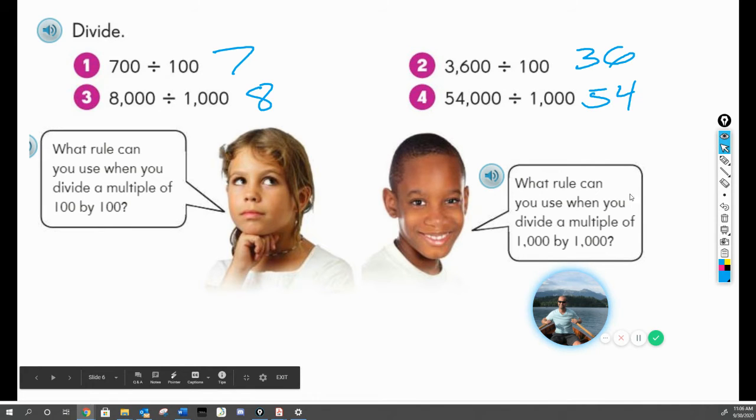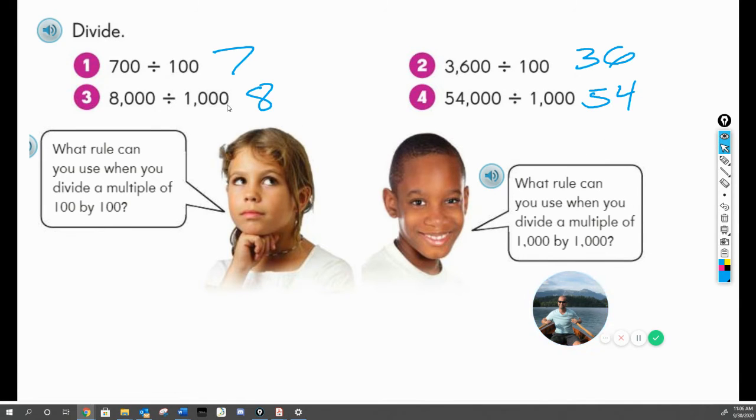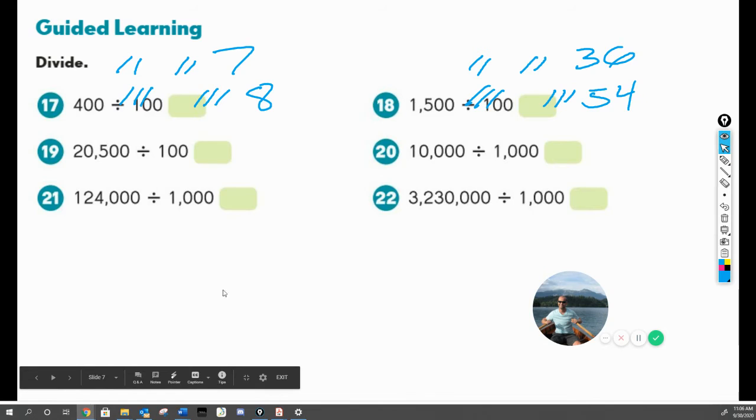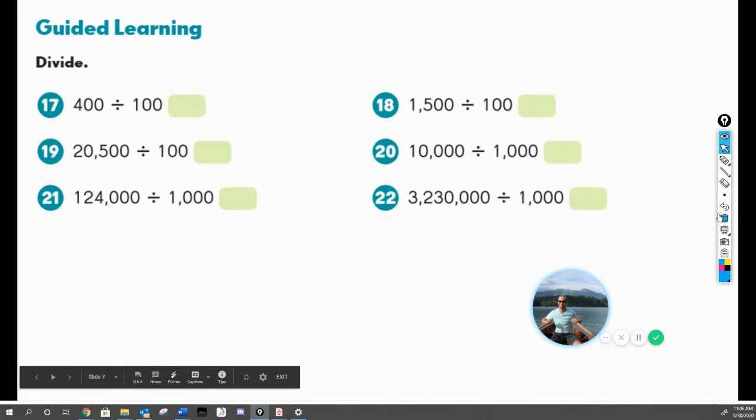Kaboom! Is that what we got? Of course we did. What I like to do here, remember, if you're dividing by 100, you can cross out 2 zeros. Dividing by 1,000, you can cross out 3 zeros. 2 there, 2 there, 3 there, 3 there. Neato Frito, man. And I'll clear my screen again.